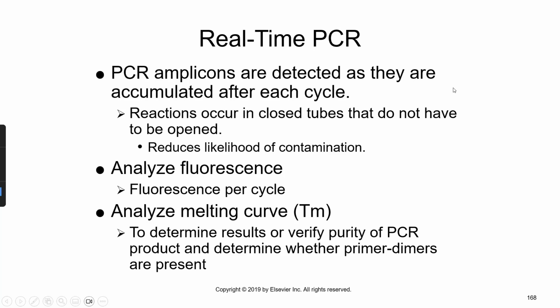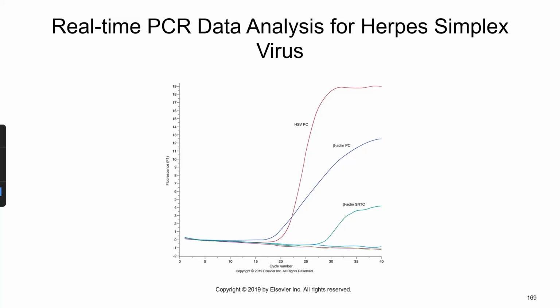But instead of running it out on a gel, which isn't commonly performed today, we do have real-time PCR. PCR amplicons are detected as they are accumulated after each cycle. The reactions occur in closed tubes that do not have to be opened, which reduces the likelihood of contamination. We analyze fluorescence per cycle, and then we can analyze the melting curve to determine results or verify purity of the PCR product and determine whether primer dimers are present.